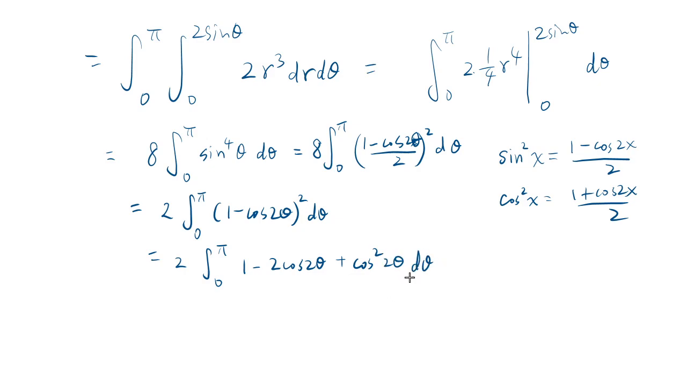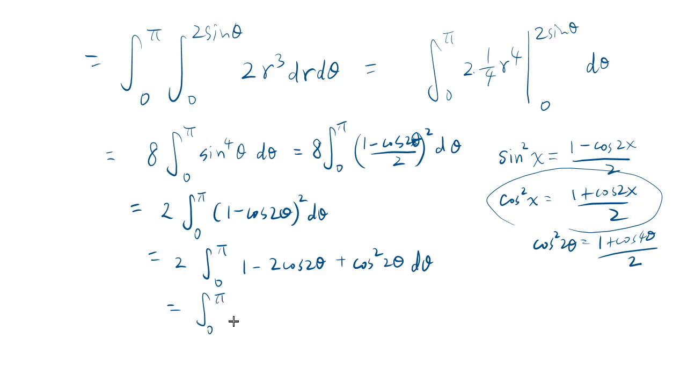And then you can now apply this formula with x being 2 theta. So cosine squared of 2 theta is 1 plus cosine of 4 theta over 2, right? So that gives you 2 times, well, let's just multiply 2 inside, so you get 0 to pi of 2 minus 4 cosine 2 theta. And this one, if you multiply by 2, it just becomes plus 1 plus cosine 4 theta d theta.